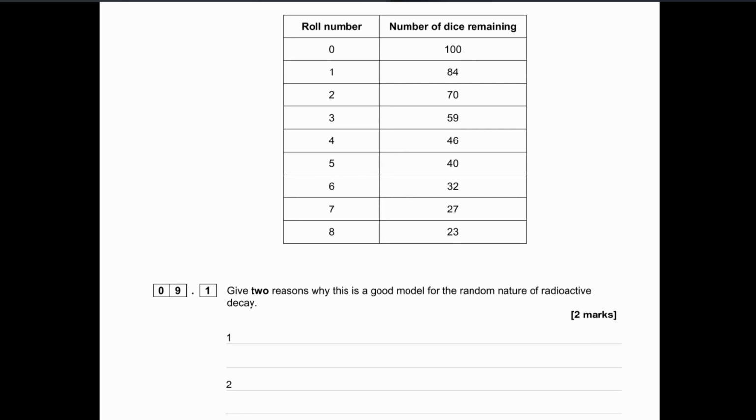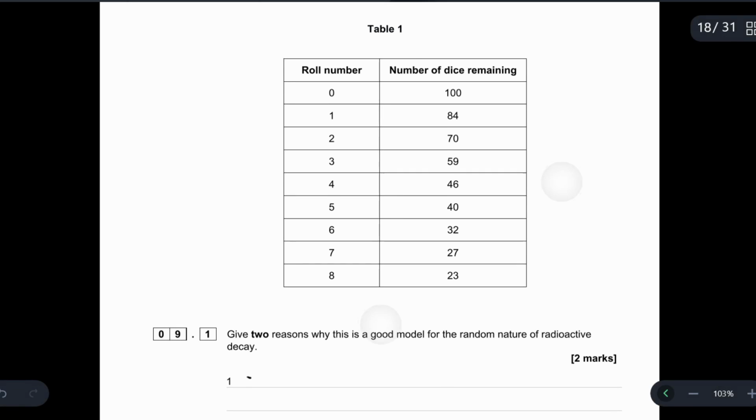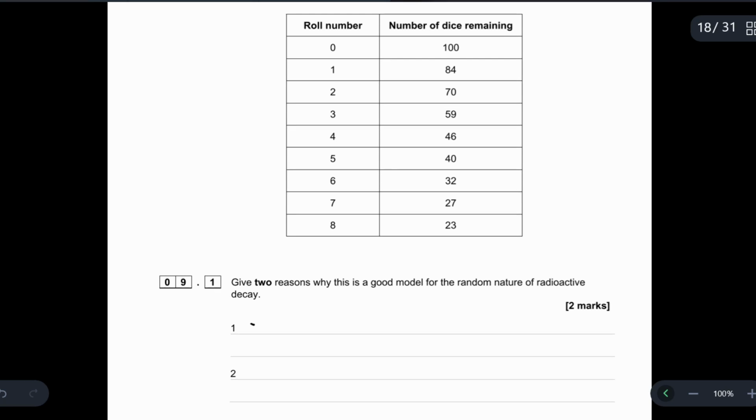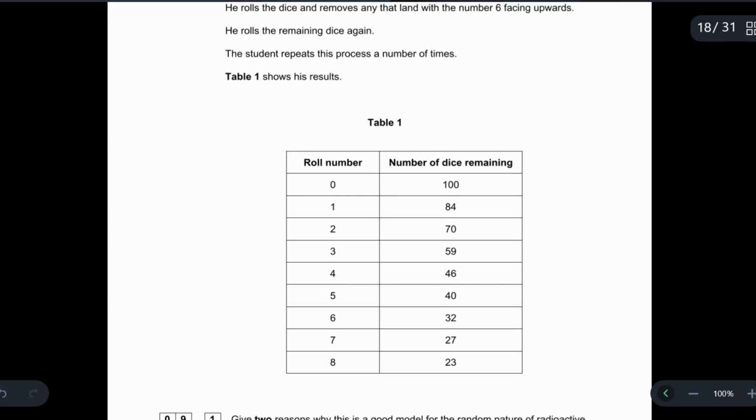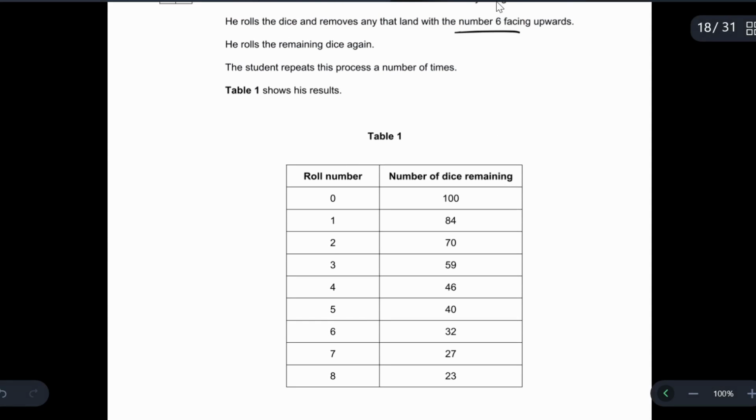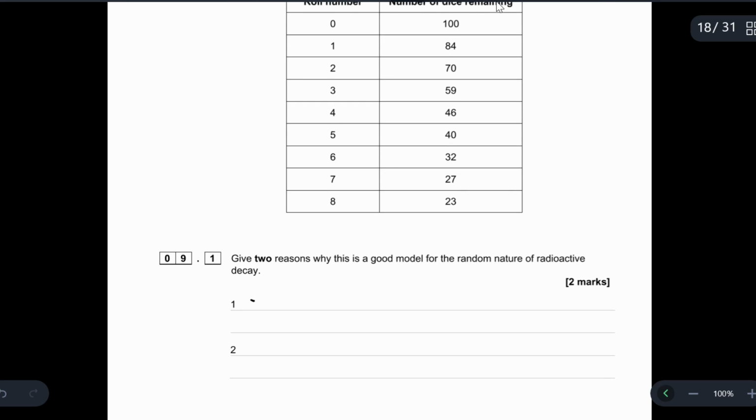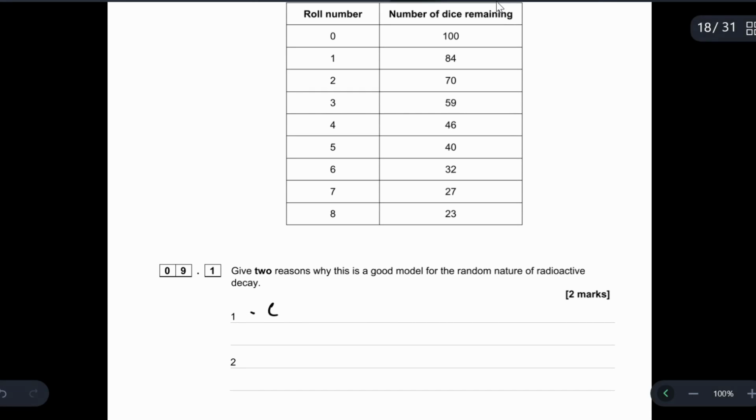Essentially we should have come across this example before, of radioactive decay being completely random, and you can model this with a dice. So the reasons you can say is that for each of the dice that you have, you can't predict which one is going to roll with the number 6 facing upwards. So you don't know which individual die slash atom is going to decay.